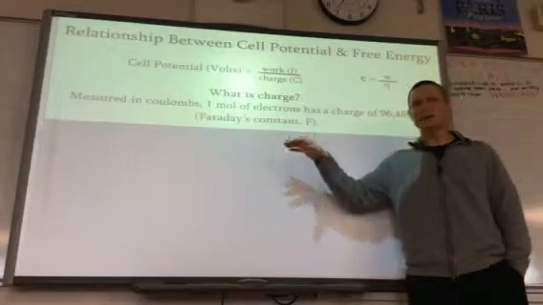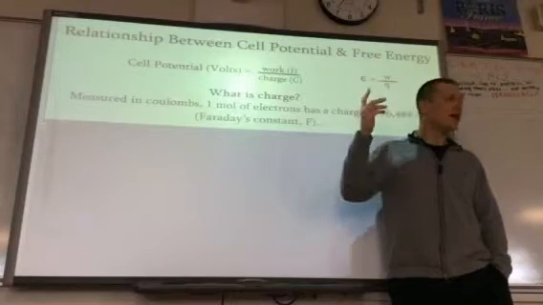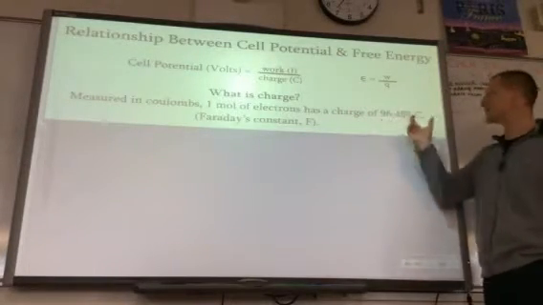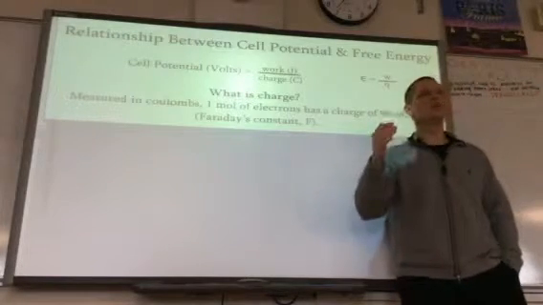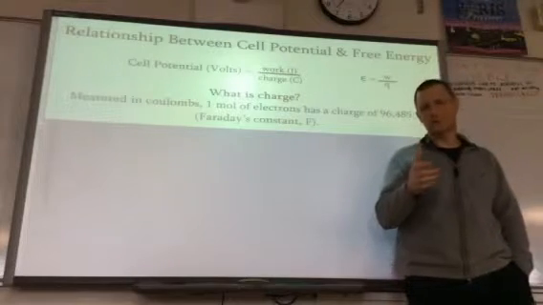So whenever in electrochem you see a capital F, that symbolizes Faraday's constant. That's this number, and the unit is not just coulombs. The unit is coulombs per mole of electrons. 96,500 coulombs per mole of electrons.